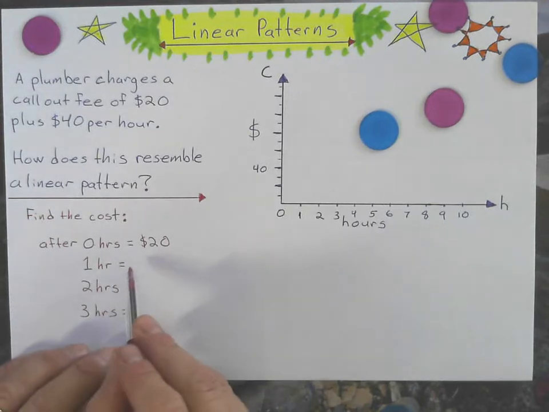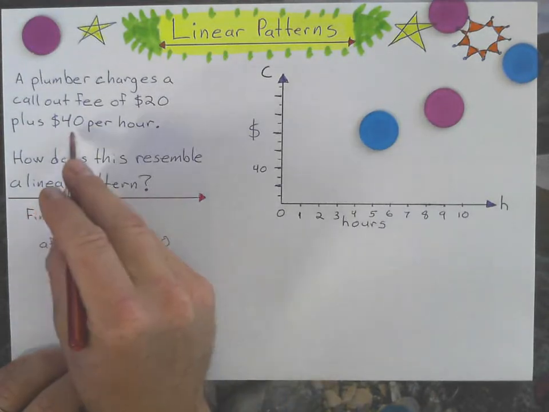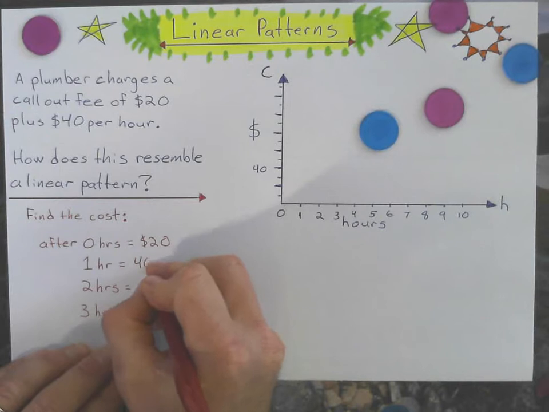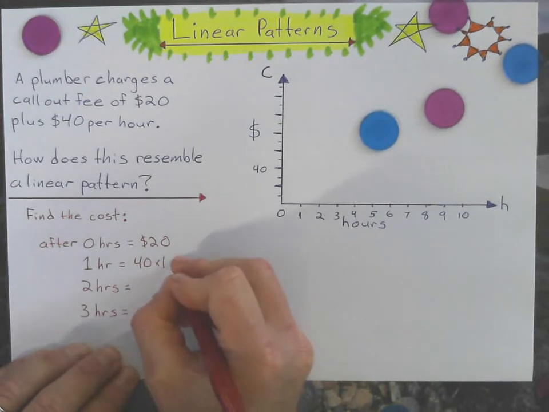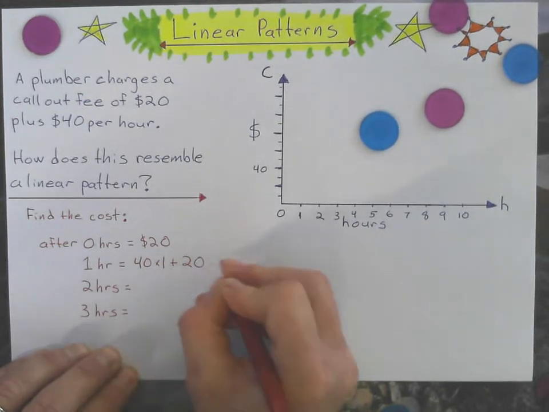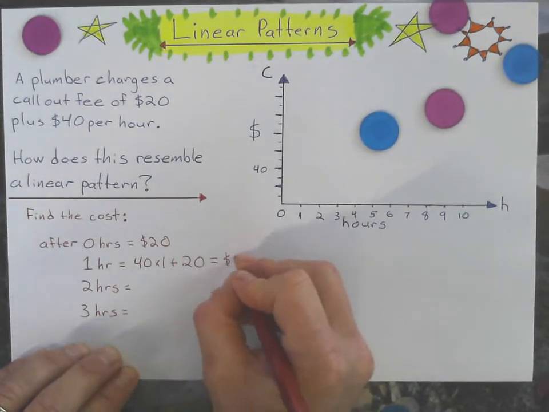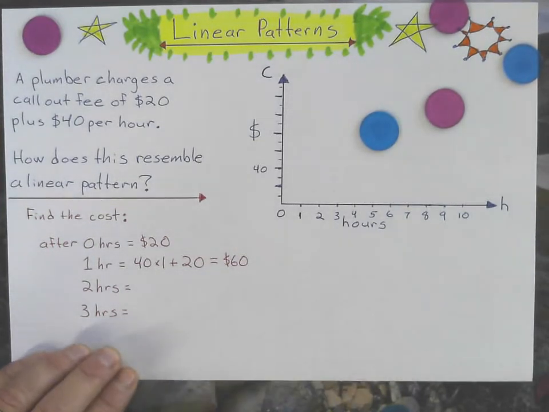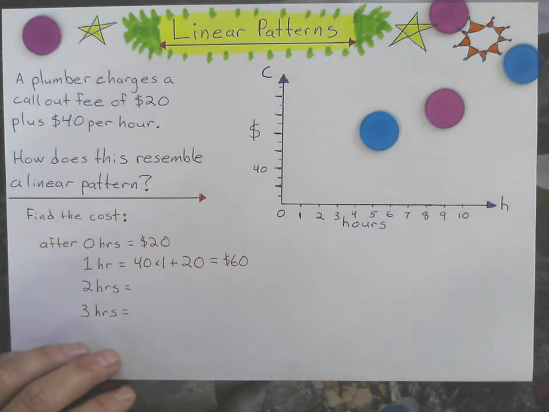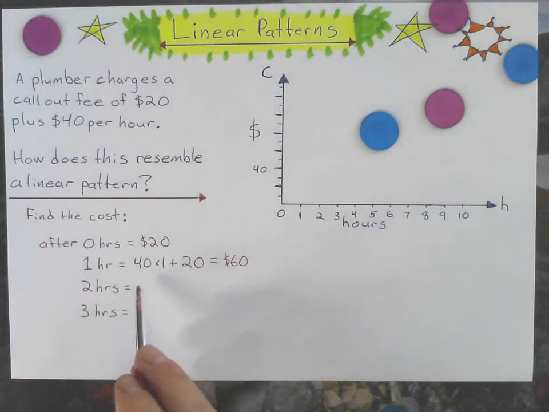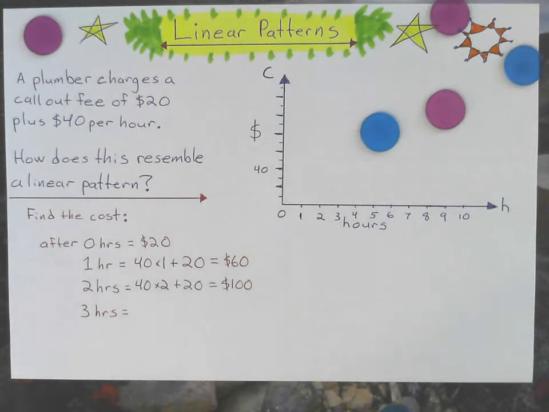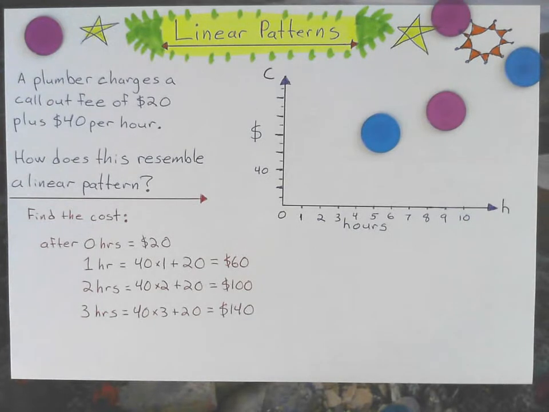And after 1 hour of work, well, he's going to charge you that $40 per hour. It's $40 times that 1 hour plus the call-out fee. So 1 hour is going to give me $60. And so on and so forth. So for 2 hours, gives me $100. And for 3 hours, I get $140.